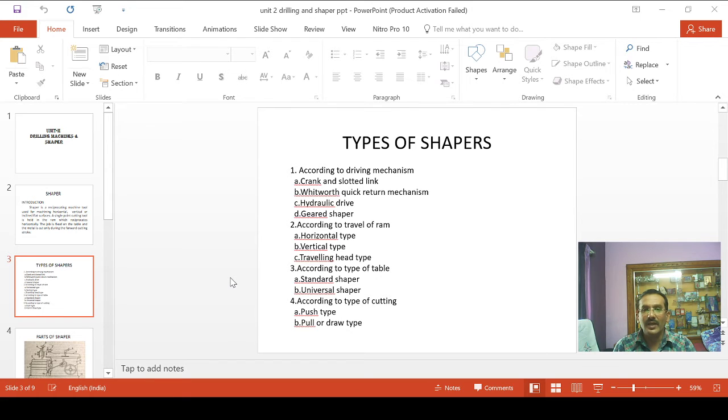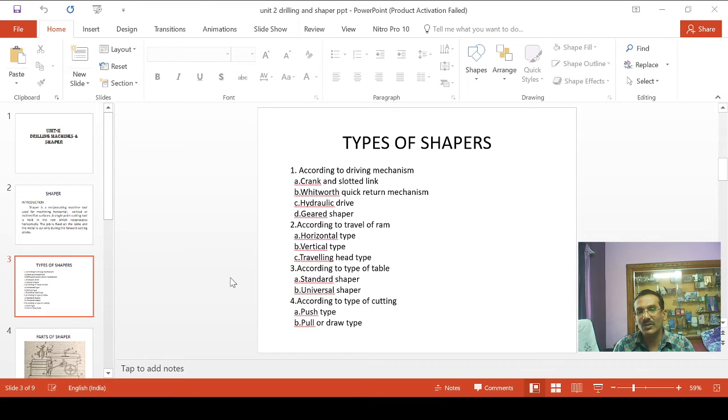First, according to driving mechanism, Shapers are grouped into crank and slotted link mechanism, Whitworth quick return mechanism, and hydraulic drive mechanism. These are the fundamental mechanisms incorporated in the Shaper. Among these three, the crank and slotted link mechanism is employed in our workshops to get the ram movements.